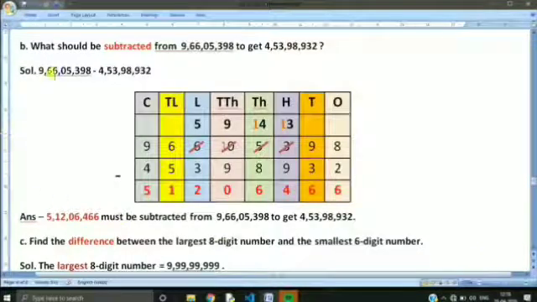B part says, what should be subtracted from 9 crore 66 lakh 5,399 to get 4 crore 53 lakh 98,932? Our question represents that from the bigger number, what number we have to subtract so that we get the answer as 4 crore 53 lakh 98,932. So again, here our hint word is subtracted.